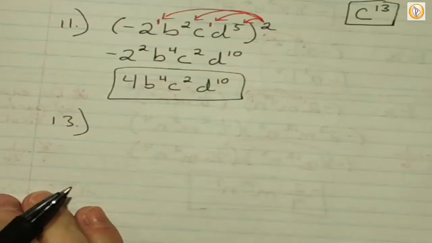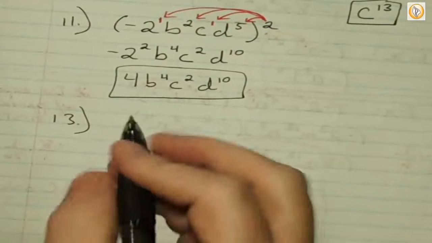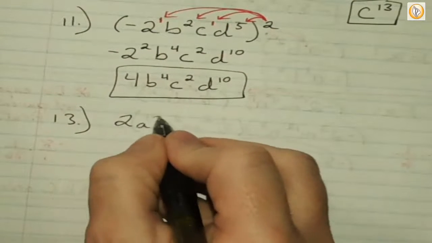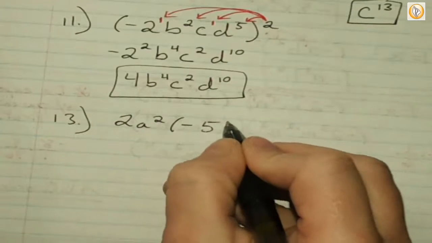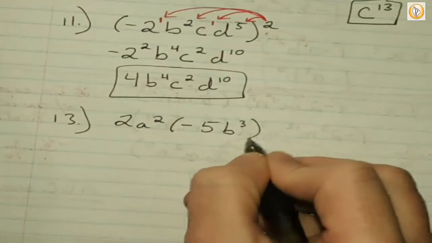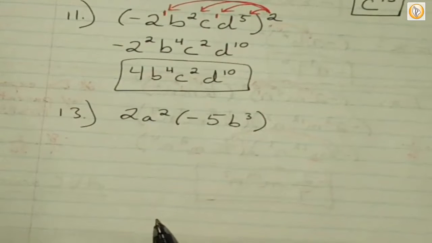All right, 13. 2a squared times negative 5b cubed. Taylor, do this one.